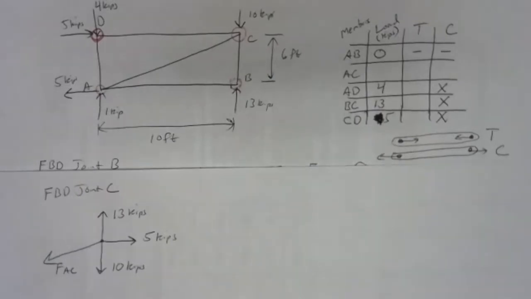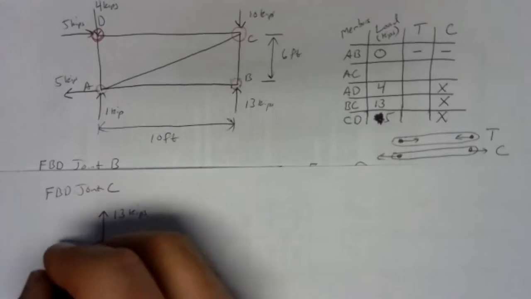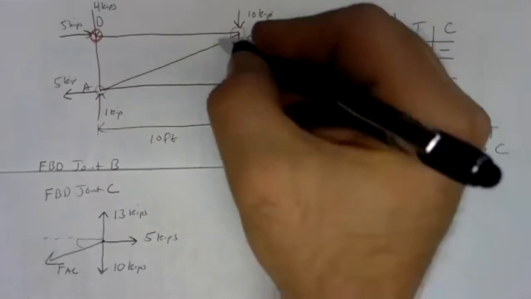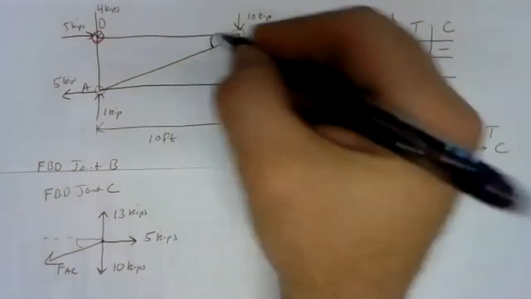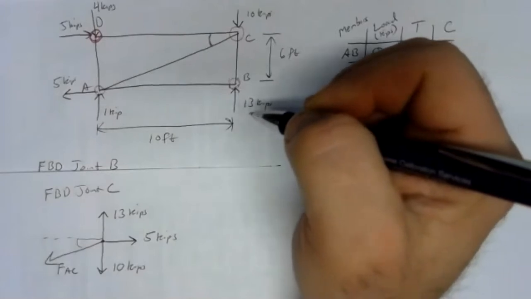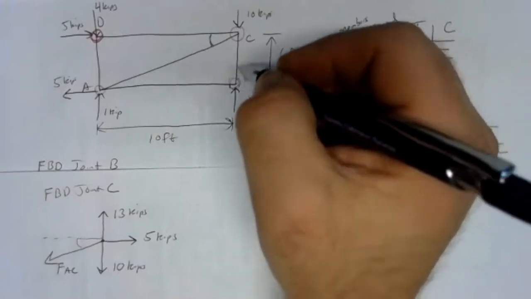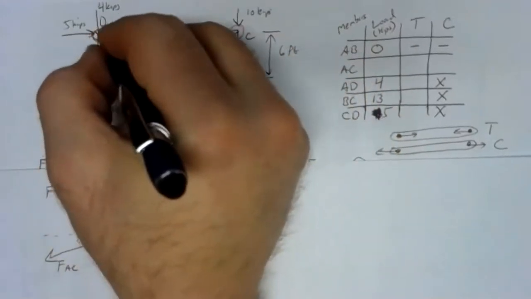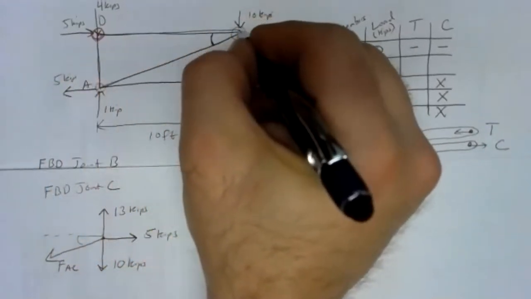Now, in order to solve the problem, we are going to need an angle. We need this angle right here. Well, fortunately, that's the same as this angle right here. And we can figure out that angle by using a little bit of trigonometry. We have a right triangle here, just like that.